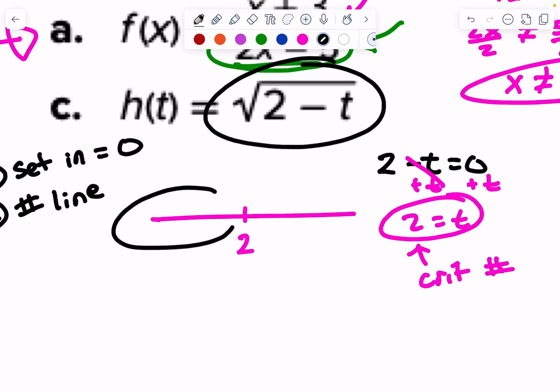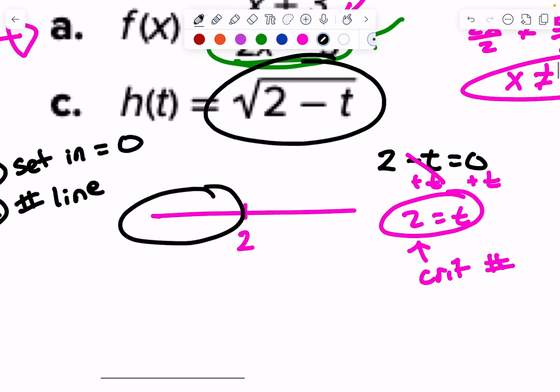And I'm going to check a number that's over here. I'm going to check a number that's over here, and then I'm also going to check 2 individually and see what's going to happen. Okay, so if I check a number over here, let's just pick a random number on that side of 2. It doesn't have to be anything specific. I always try to use 0 if I can, all right?